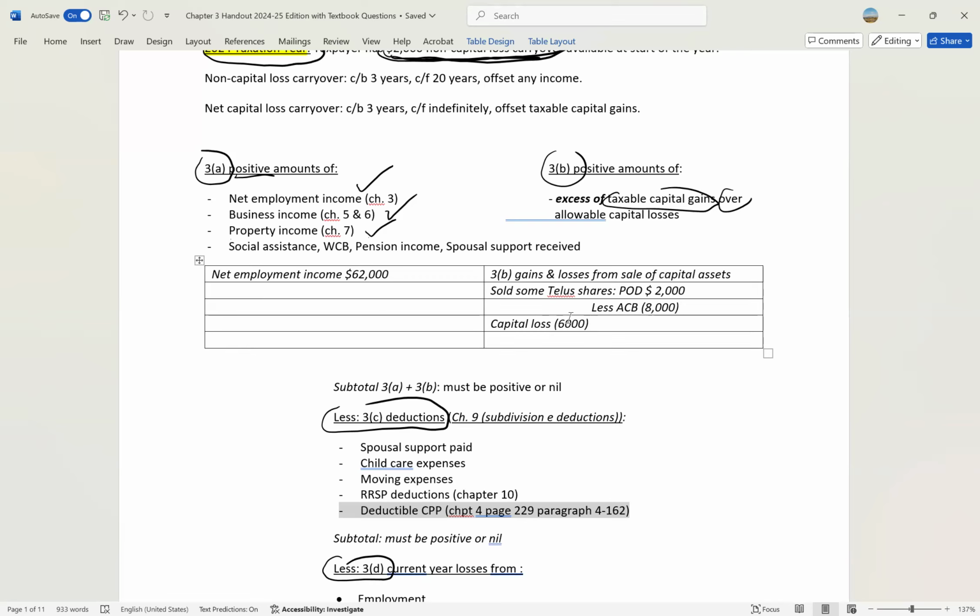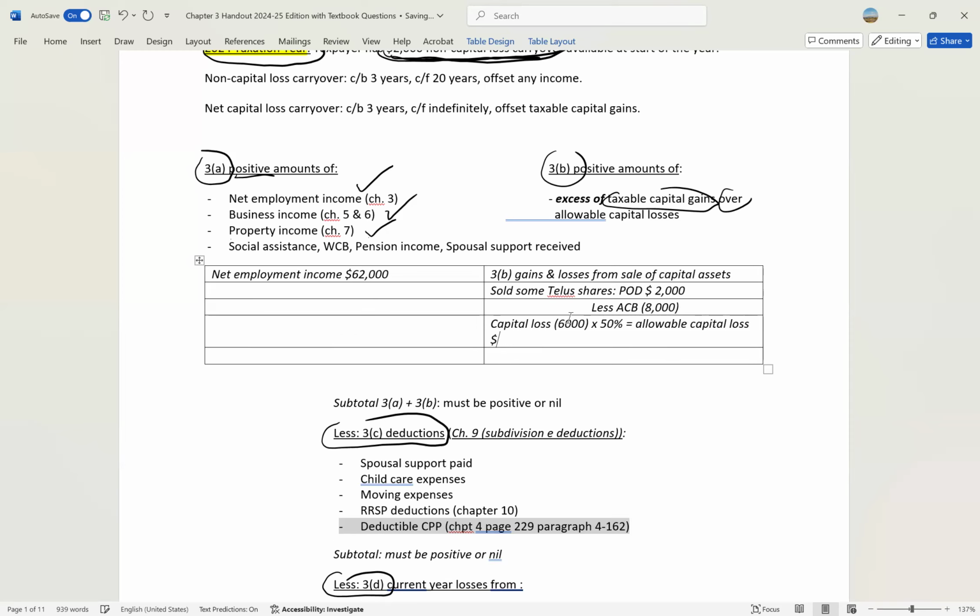Capital gains and capital losses are only 50% taxable and allowed. So even though the loss is 6,000, we have to multiply that by 50%. And this is going to give us what we call our allowable capital loss of $3,000.